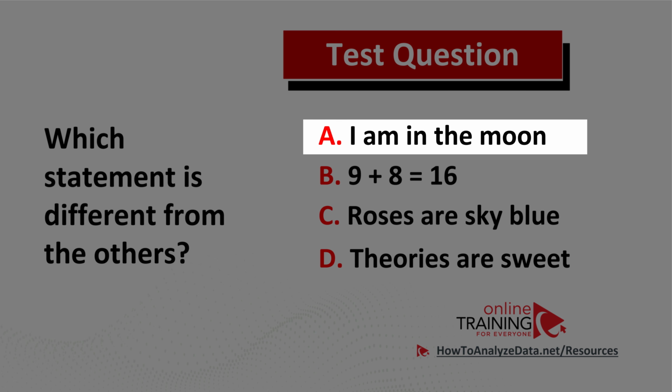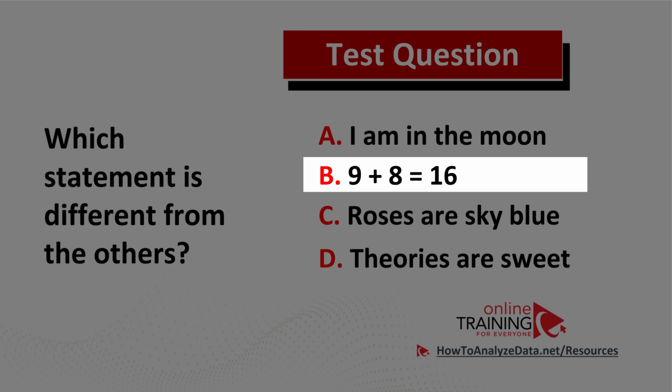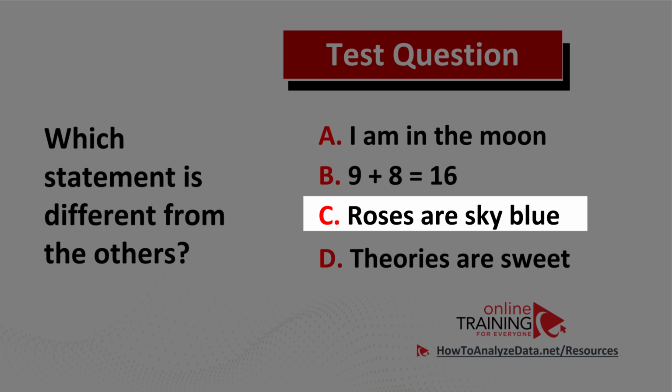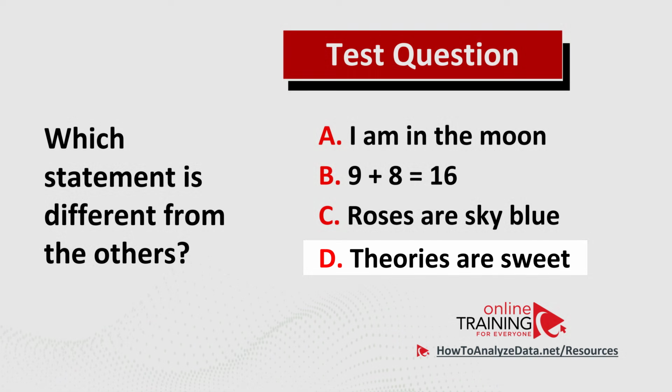Which statement is different from the others? The first statement, A, I'm in the moon. Choice B, 9 plus 8 equals 16. Choice C, roses are sky blue. And D, theories are sweet. Do you think you know the answer?